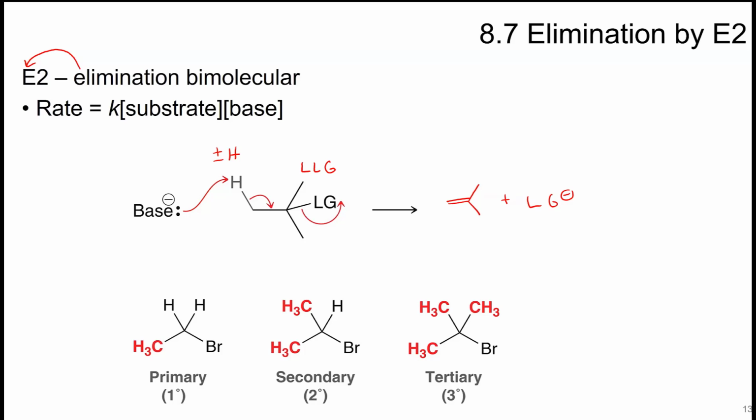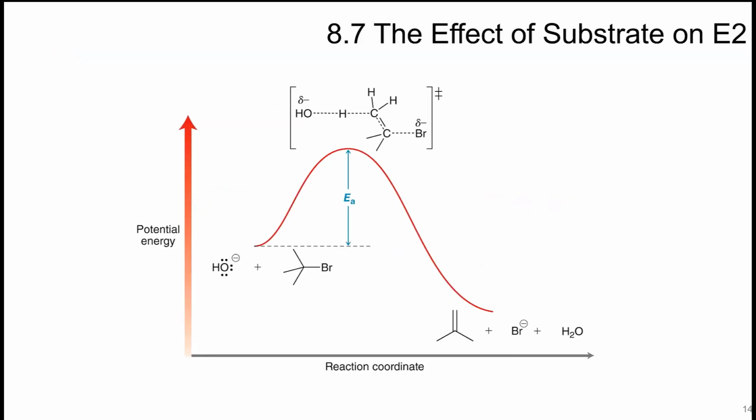The base will take the proton as the leaving group leaves. It's a one-step reaction. Tertiary substrates are more reactive towards E2 than primary, even though they're more sterically hindered. The tertiary substrate should go through a more stable transition state, which is favored. We can see the potential energy diagram here. We start out with the OH minus, which can grab a proton. This is the transition state that it goes through, and then we end up with the alkene there.